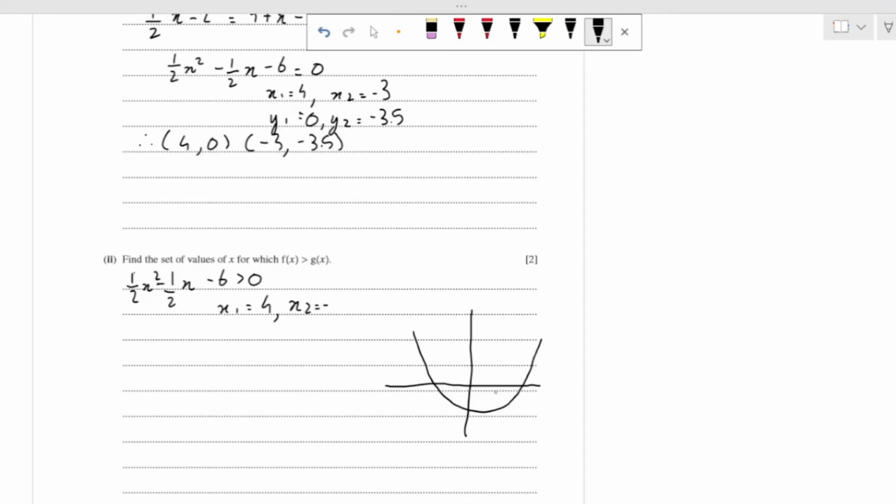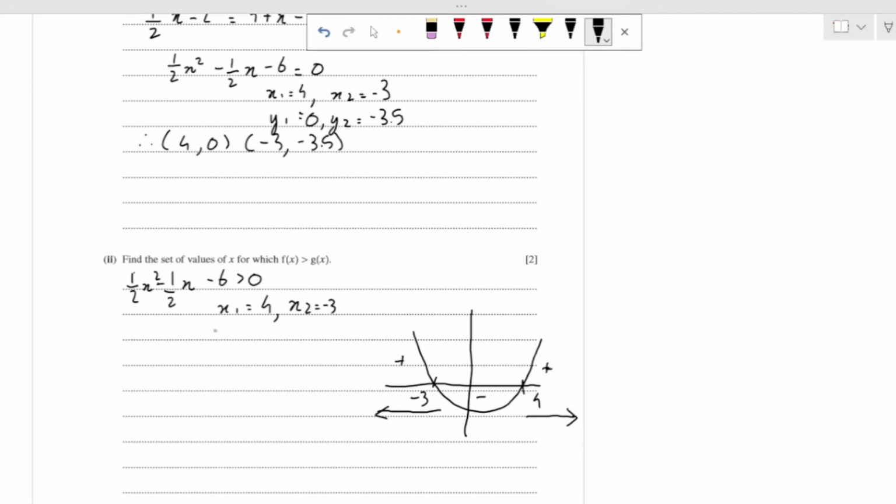Over here in this area, the values will be negative, whereas in these regions outside, we'll have the positive values. Therefore, we know that the points of intersection were minus 3 and 4. So all the values going more than 4 and all the values going lesser than minus 3 will satisfy this equation because they will give all positive values that will be greater than 0.